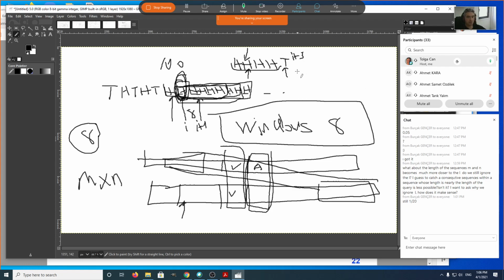When you're looking for these experiments, there's no need to start an experiment at these positions and at these positions. But before we know that there's a T here, we cannot make this assumption. This becomes, as I said, conditioning on the knowledge that there's a T at that spot. Now, getting back to Burçak's question, if the length of sequences M and N becomes much closer to L, we don't ignore L in that case, but this rarely happens.